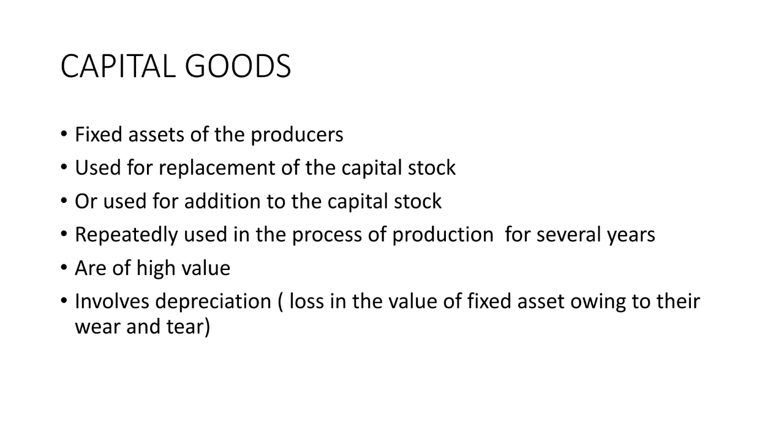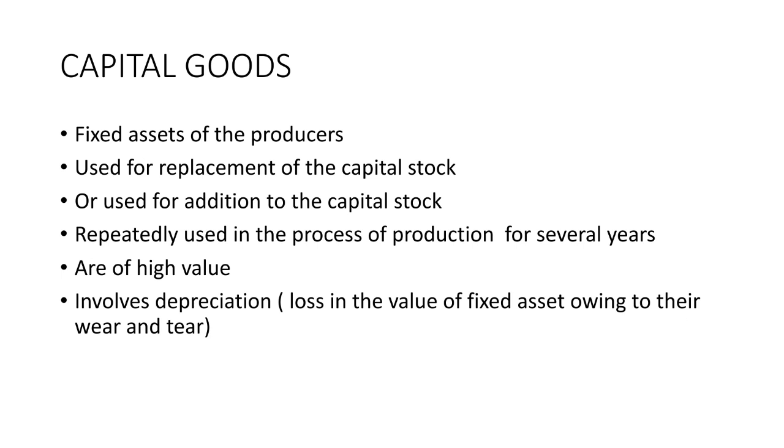Capital goods means the producer goods which are used as fixed assets by them. So capital goods are the fixed assets of the producers, like plant and machinery, which are used for the production. They are used for replacement of the capital stock or used for addition to the capital stock. Means machines can be purchased to replace the worn out assets, or the machines or assets can be purchased just to increase the existing stock of capital.